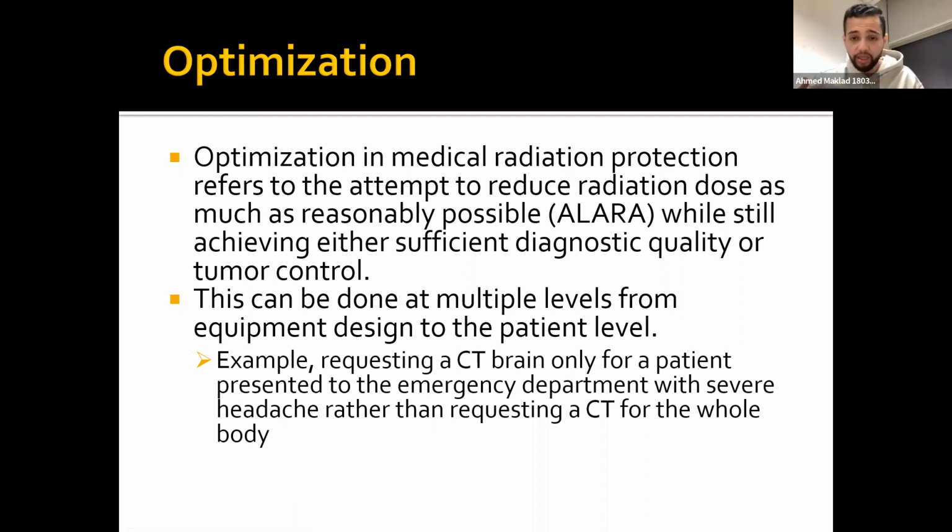For example, in the ER, the patient is complaining of a headache, right? You don't want to order a whole body CT or a pan CT. You want to only order a head CT, right? And even when you order a head CT, you can optimize it even more to decrease the kVp, decrease the milliamperes, and so on, right? You can optimize the imaging that you're getting so that you decrease the harm on the patient and on yourself by optimizing the design of the machine.